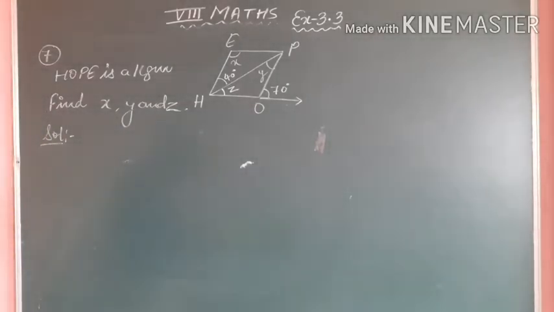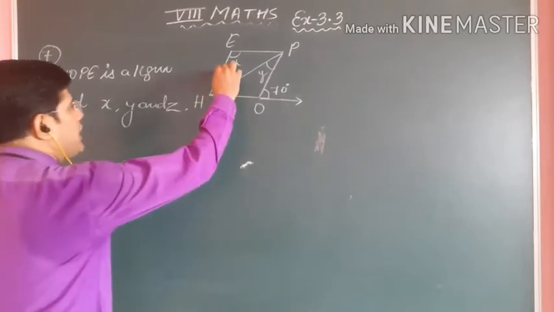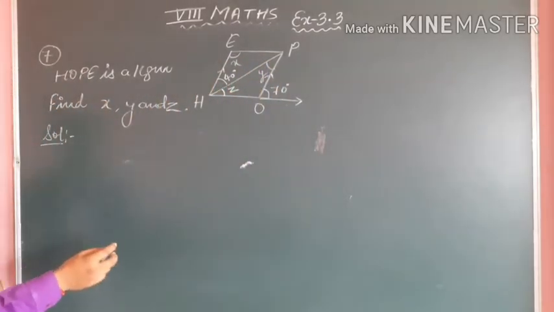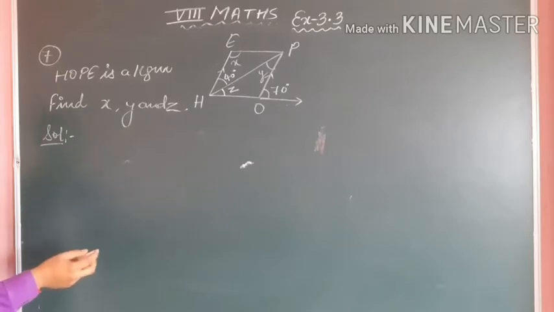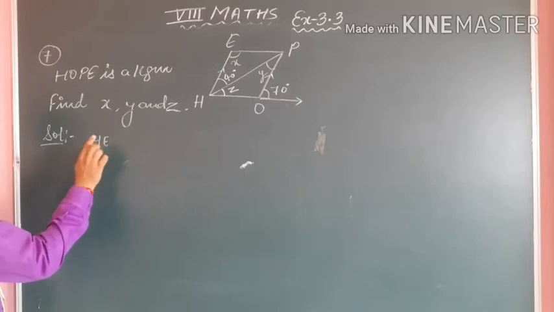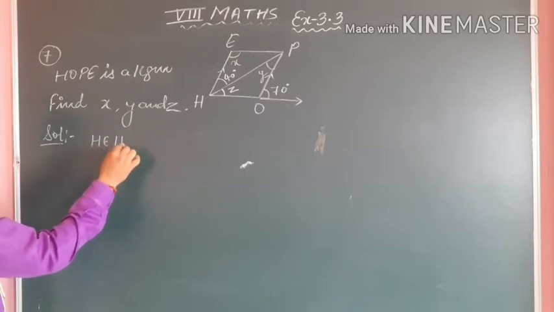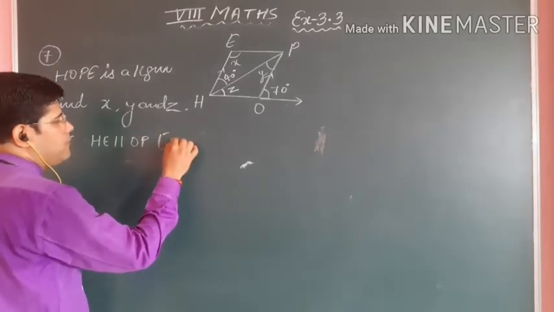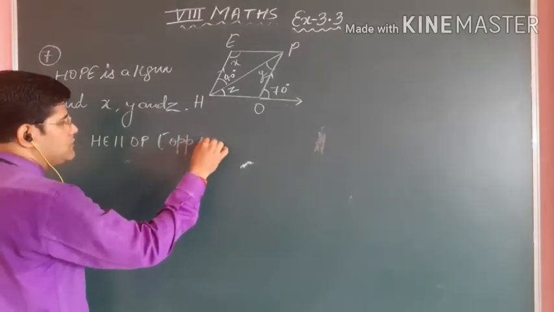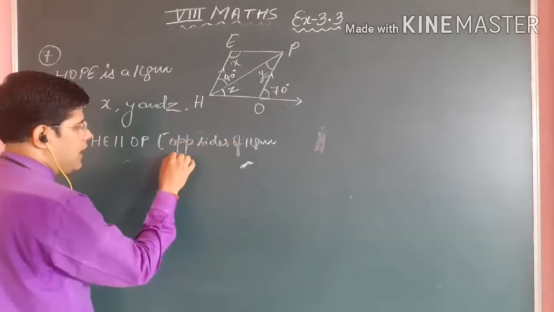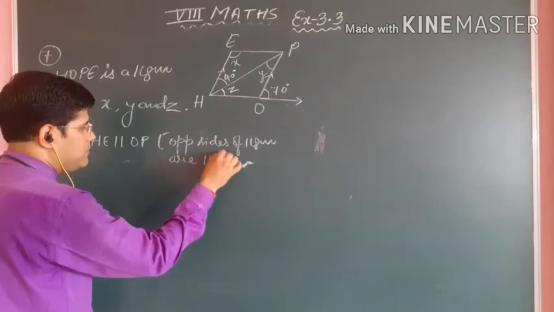How could we find that? Now solve it. First of all, here we know that these lines are parallel. Why are these lines parallel? Because it's a parallelogram, and opposite sides are parallel. So HE is parallel to OP. Why? Because opposite sides of a parallelogram are parallel.